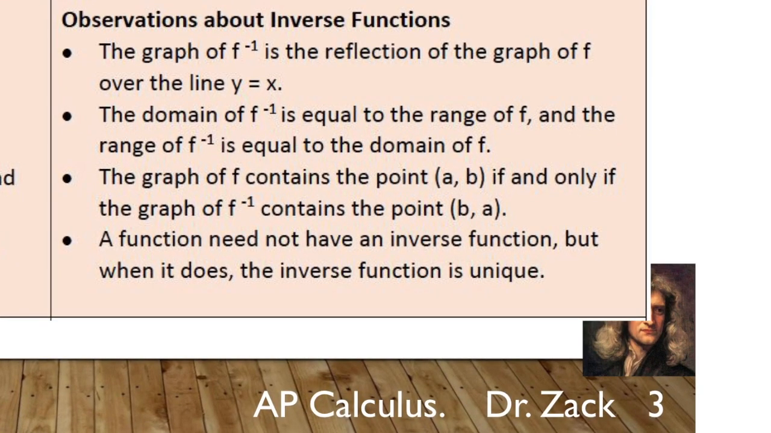Now, it is possible for a function to exist and not have an inverse. However, if it does have an inverse function, that function is unique. There's only one solution. I also want to point out the graph of f contains (a, b) if and only if the inverse function contains the point (b, a).